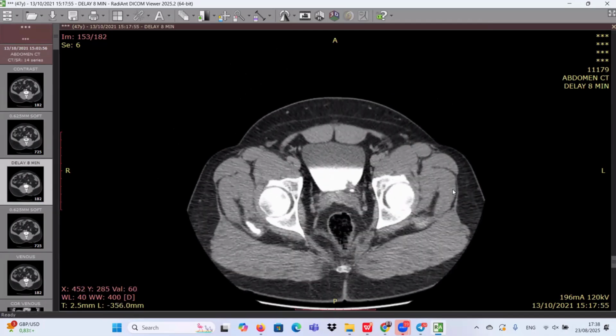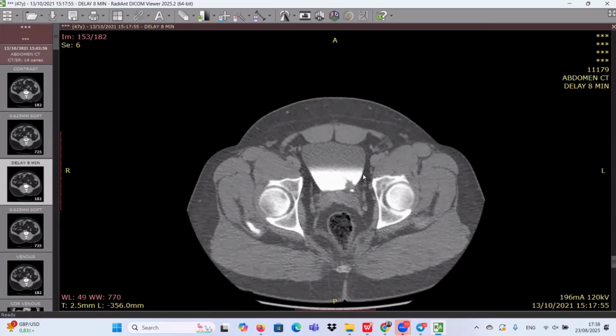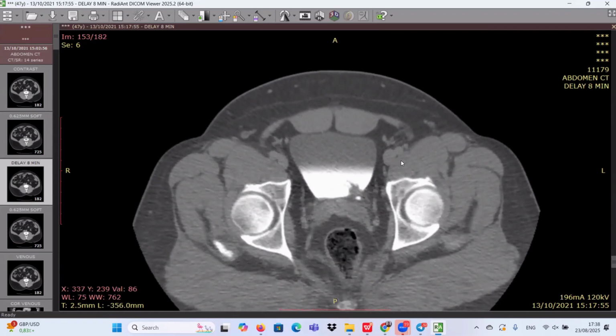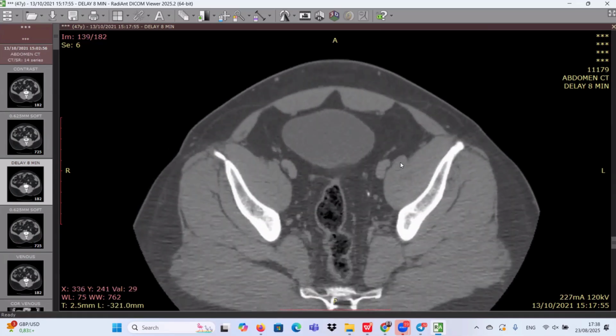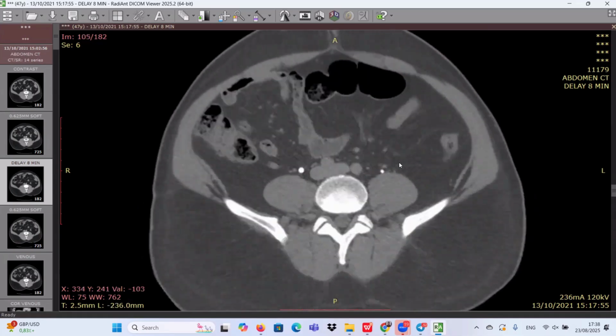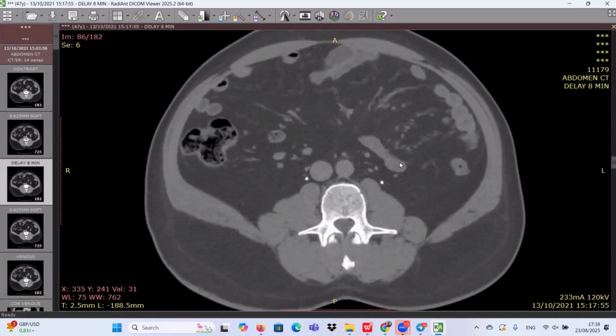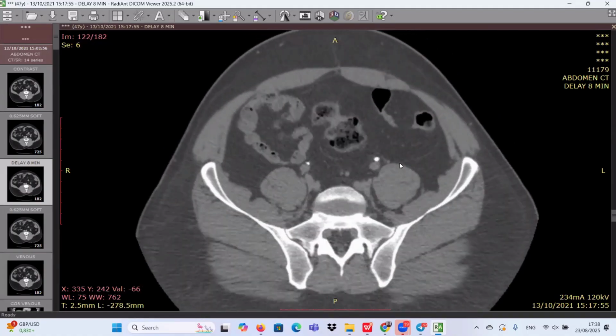Yes, here I can see that there is a focal mass lesion, focal thickening at the vesico-ureteric junction. Yes, you are right. But it is not causing any significant back pressure or hydronephrosis. You are right.